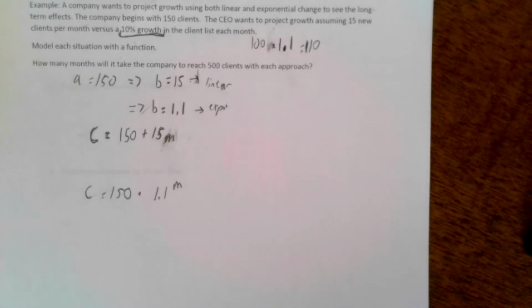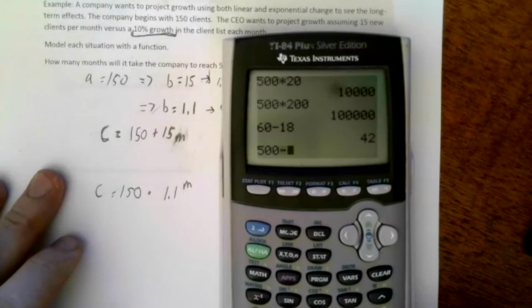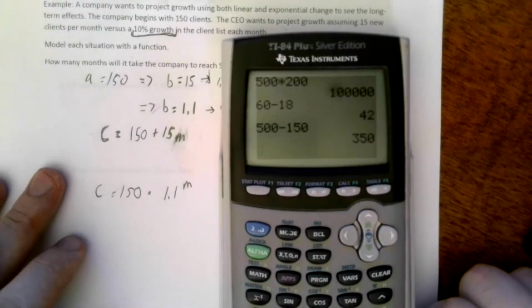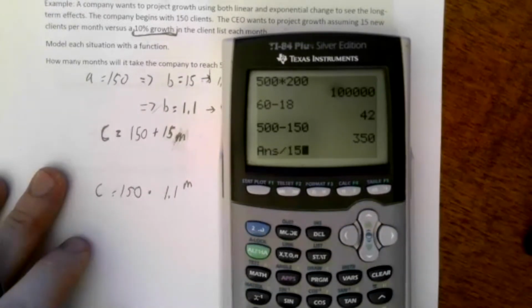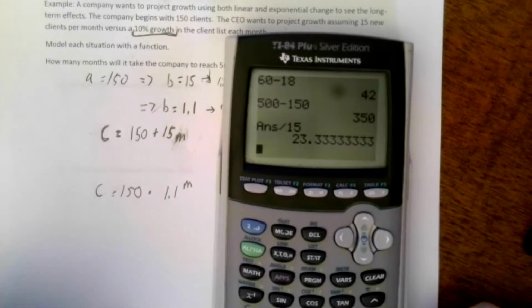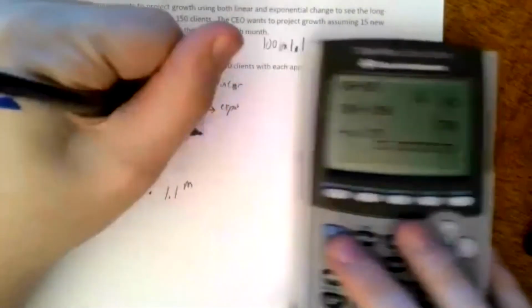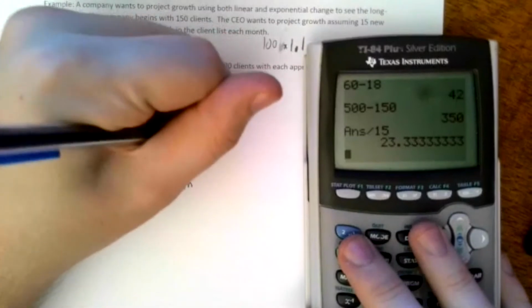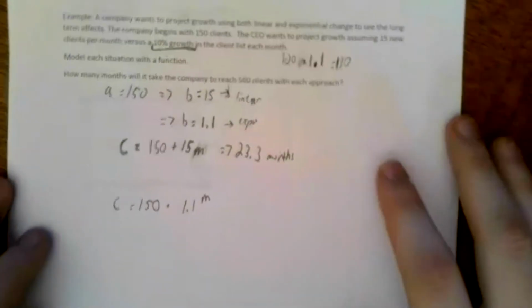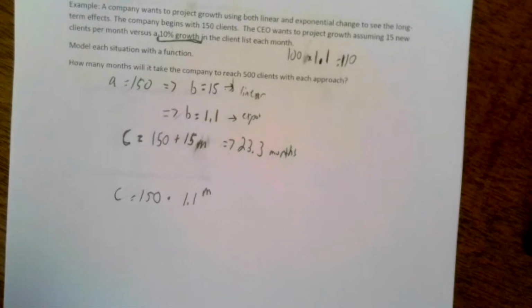So what I can do is, what if I do 500, so how many clients I need, and what if I subtract that by 150, right? So actually I only need 350 clients. And then I can divide that by 15, and we get about 23.3 months, right? So what I'm going to say is it takes about 23.3 months to get those final 350 that I need, right? And then I can do something similar with the next one.